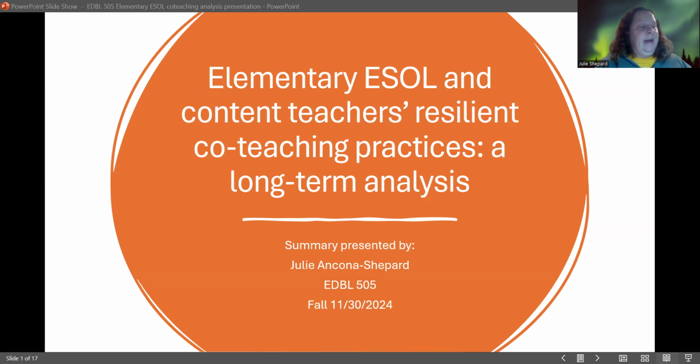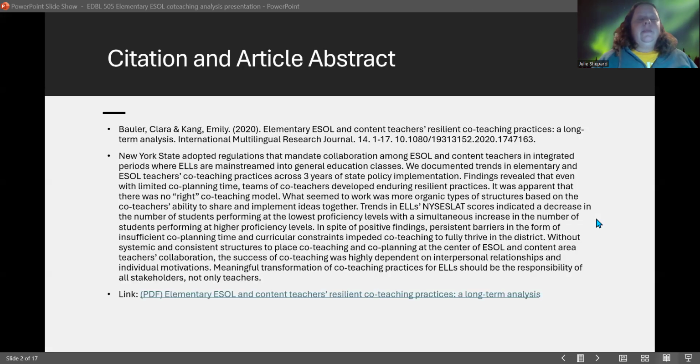In the article that I read, it was on co-teaching practices as they are applied with ELL students. This is the citation and the abstract. It's by Clara Bauler and Emily King, the writers of the article. And of course the abstract and the link here to find the actual article, the PDF itself.